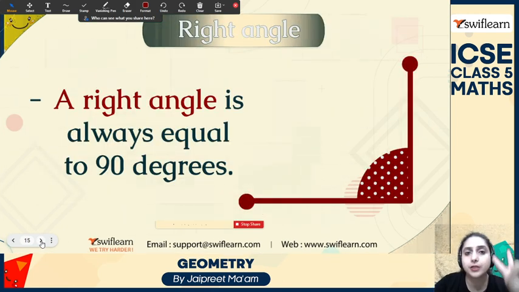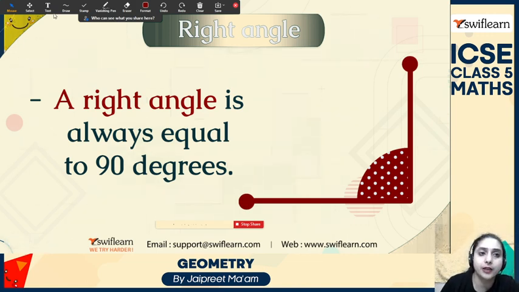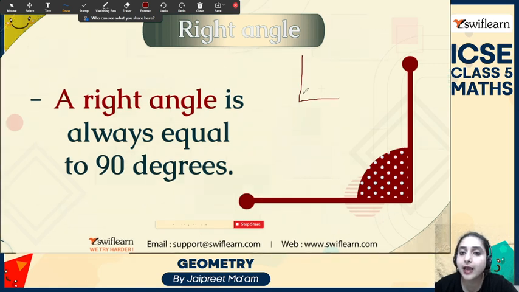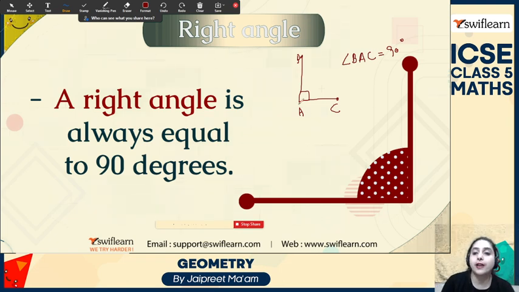So till now we have discussed two angles. Now the third one is the right angle. So what is a right angle? When the measure is 90 degrees, and whenever you find this little square, it means the angle is 90 degrees. Like this, if it's A, B and C, then angle BAC is equal to 90 degrees. Whenever you find this little square, it means the angle is 90 degrees.